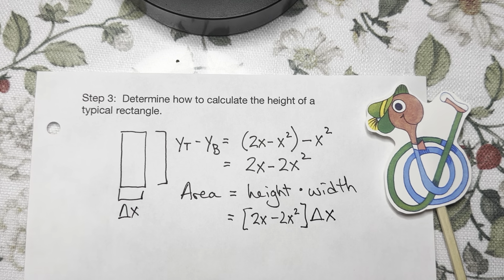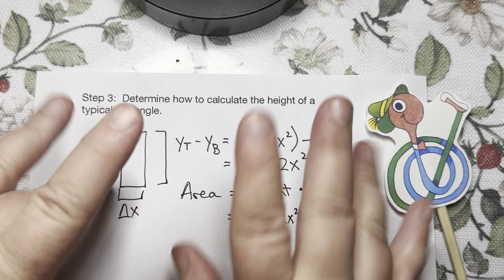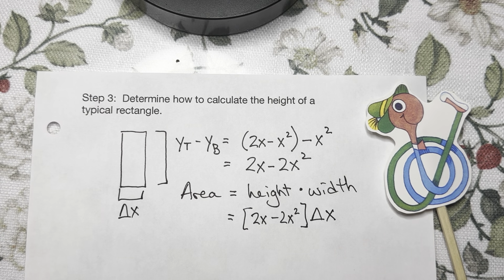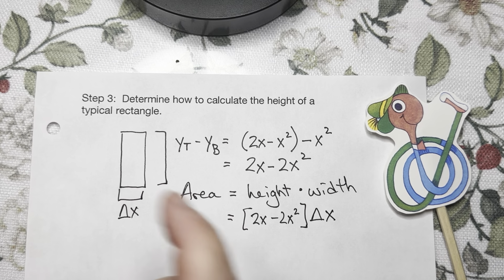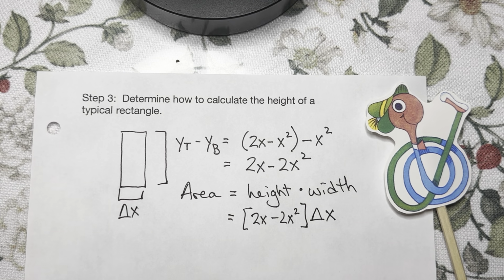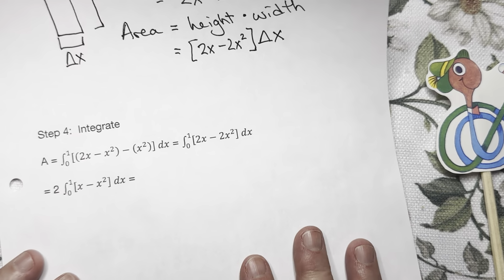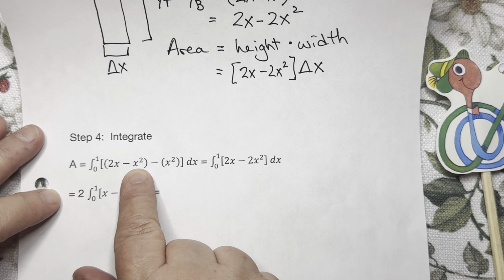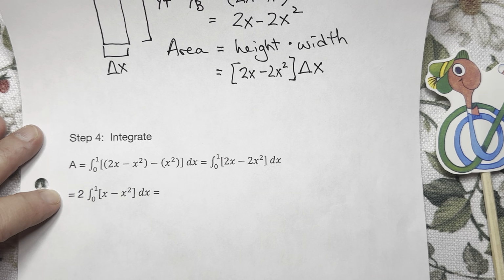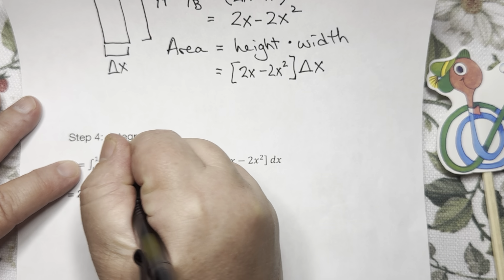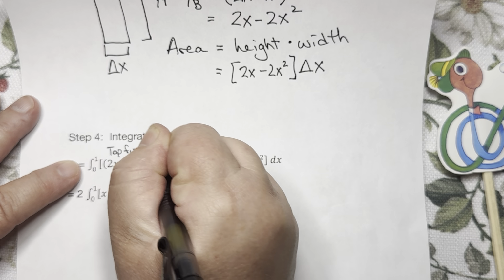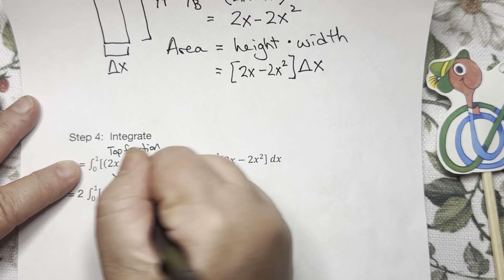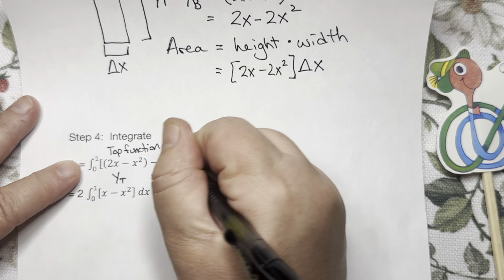And then hopefully you remember, through the magic of calculus, we make all the rectangles much smaller and smaller using limits. And then we end up, instead of delta x, with this wonderful little guy called dx. So there's the 2x minus x squared minus x squared. So this is the top function. So yt minus yb, bottom function.